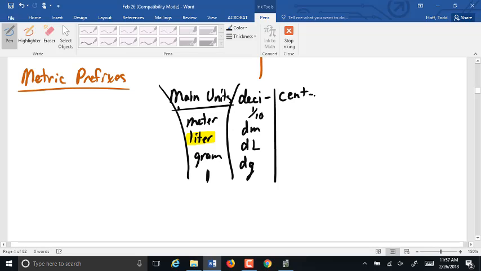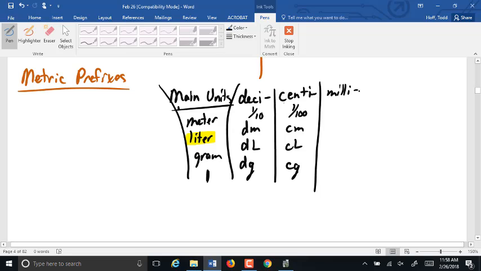Smaller than deci is centi. Centi is 1/100th. So a centimeter is 100th of a meter. Centiliter is 100th of a liter. Centigram is 100th of a gram. Next is milli.